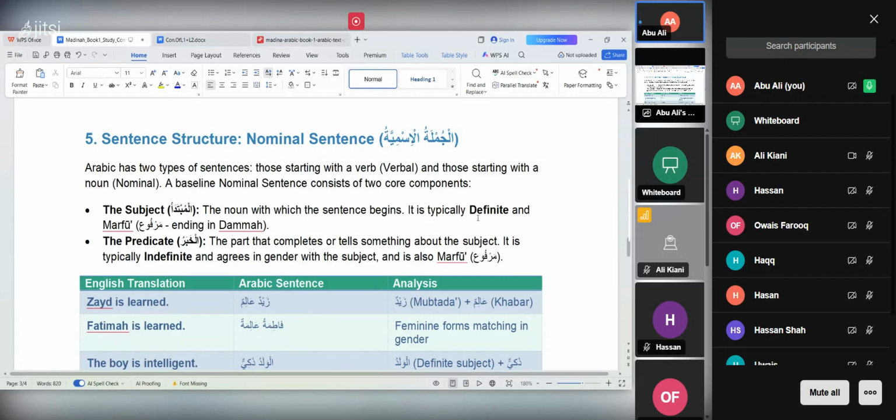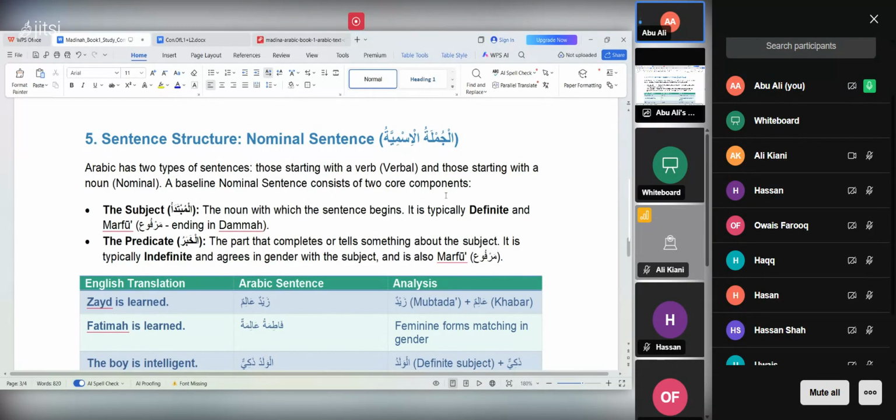A nominal sentence. By the way, in Arabic we have two types of sentences, and we have something similar to a sentence, شبه جملة. I think it's called a phrase in English. It's not a complete sentence. It is something that is similar to a sentence. The phrase is never enough by itself. It needs to be part of a sentence.